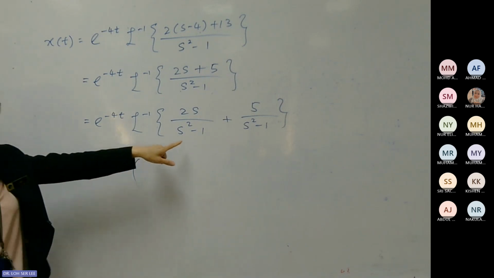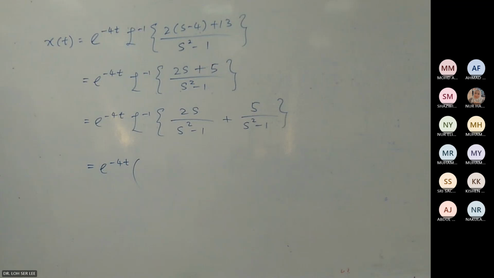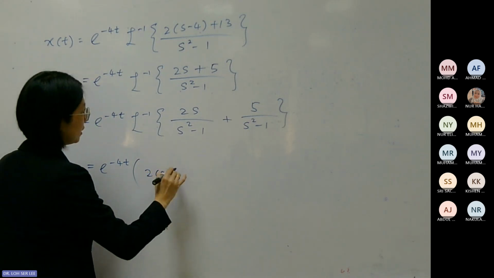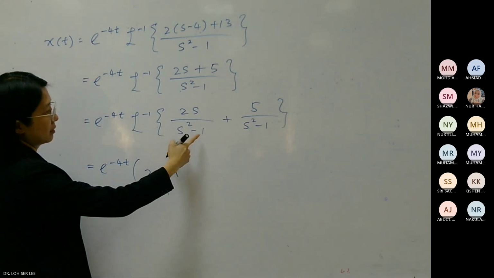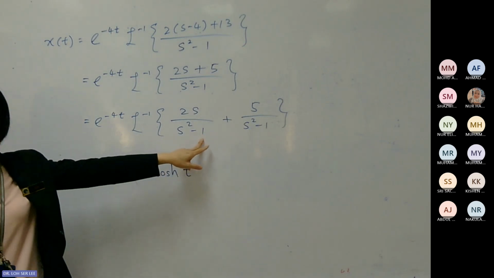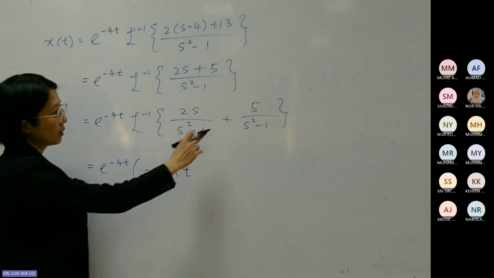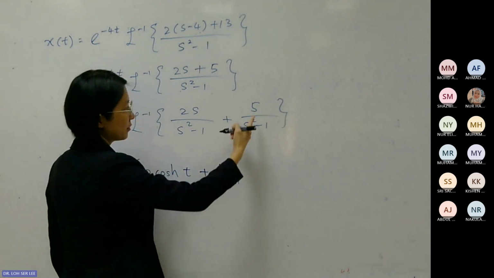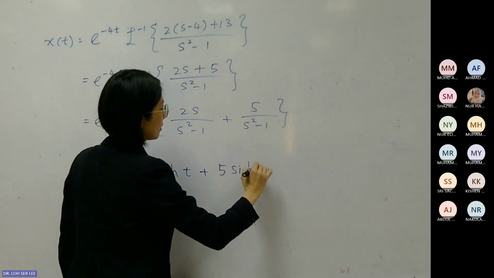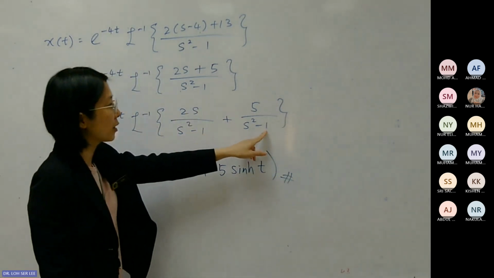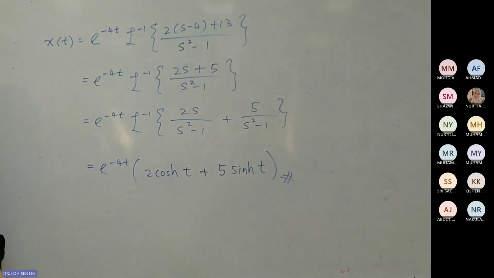So what is this? Take the 2 outside. That's either 2 cos t. A is 1. Okay, this is your a squared. So a is 1. This one, 5 hyperbolic sine t. Okay, you just need to factorize the 5 because a squared is 1, so your a is 1.